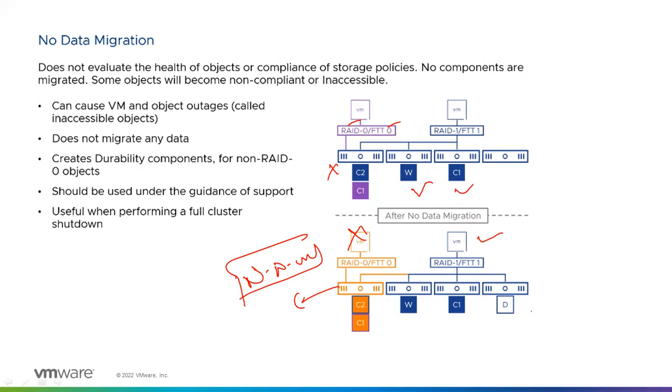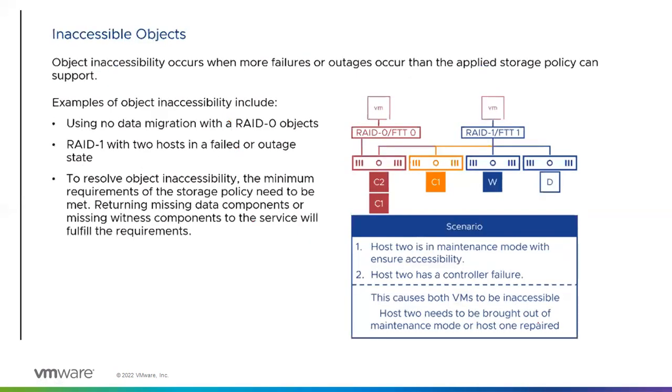Got it? And again, it will create a delta for the time being. If this host is not coming back within the object repair time, say 60 minutes, it will completely create the component. But no data migration, as I said, is not a preferable method at all. So we have to be a little careful about what kind of policy is there, and if I am doing a full data migration.